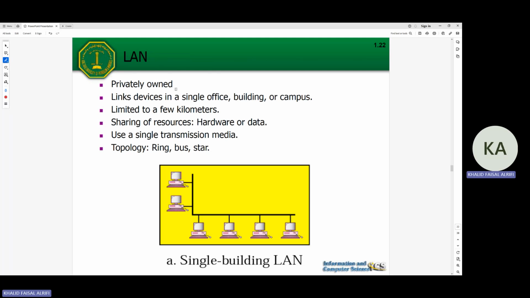The LAN, first one of them. It's private only, so you can use it in an office or something. Links devices in a single office, building, or campus, limited to a few kilometers, sharing of resources, hardware, or data, uses a single transmission medium, and usually the topology for it is ring, bus, or star. And as you can see, it's like a simple single building, which means all these devices are in one building or in one room, office, etc. So it covers a small area.